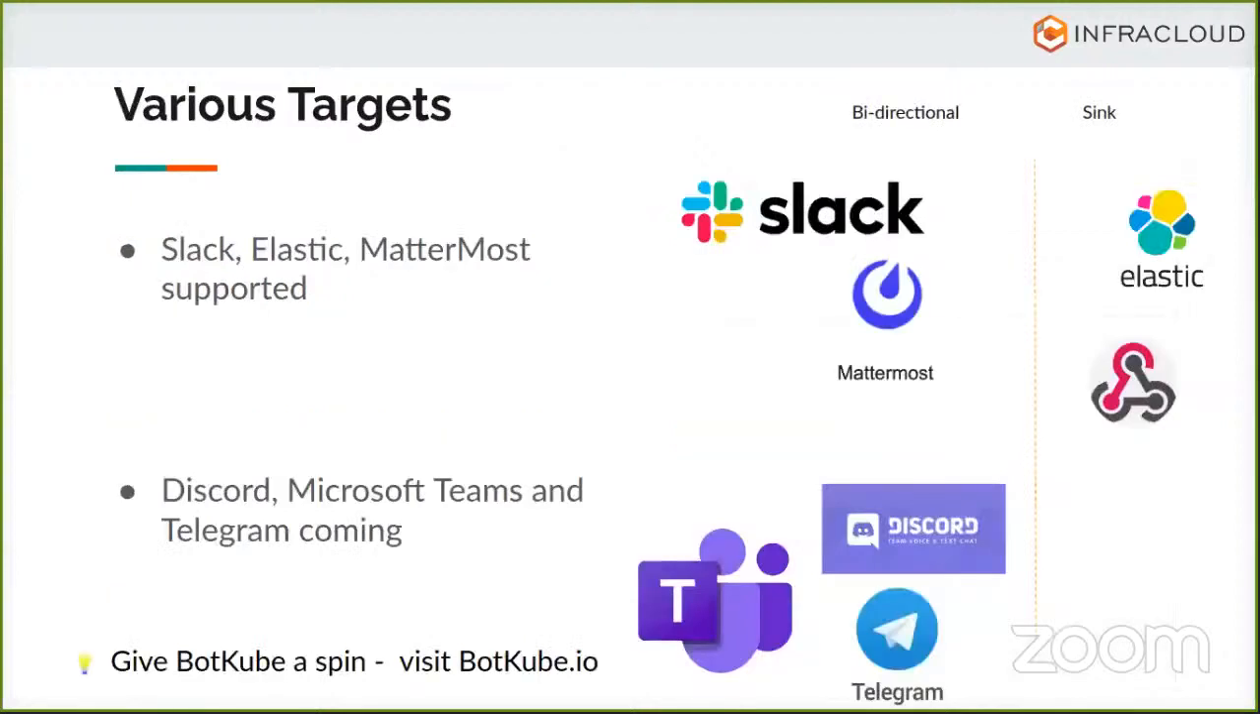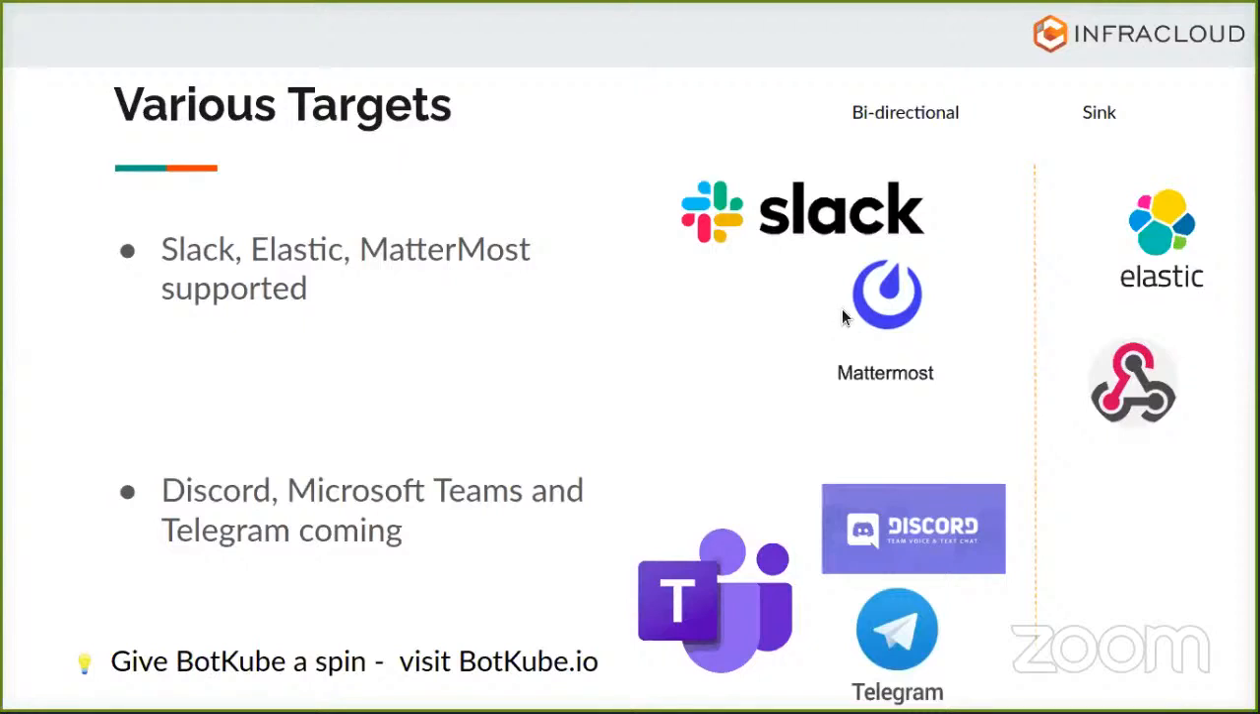As of now, BotKube supports multiple targets. There are two main types of targets: we can divide them into bi-directional targets and sync targets. Sync is where BotKube just pushes the notification, and they just store the notifications, like Elasticsearch or Webhook. In bi-directional targets, you can treat it as a bot, where BotKube will send notifications, which is one direction, as well as you can request BotKube to execute some command. So this is two-way communication happening.